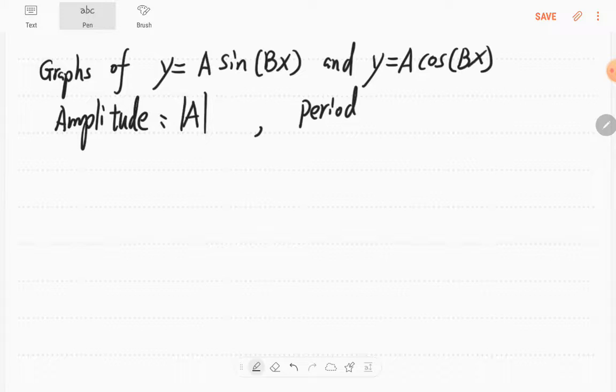So the amplitude controls the height of the graph, right? And the period controls the repetition, which here is 2 pi over b. This is the period. See here, b must be greater than 0. If b is not greater than 0, we can use the odd function and the even function to simplify it first, right? Okay, so now let's look at this problem.